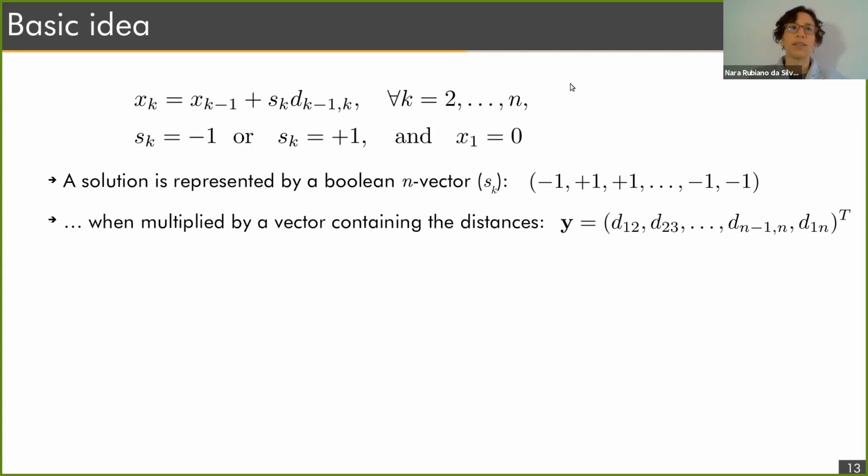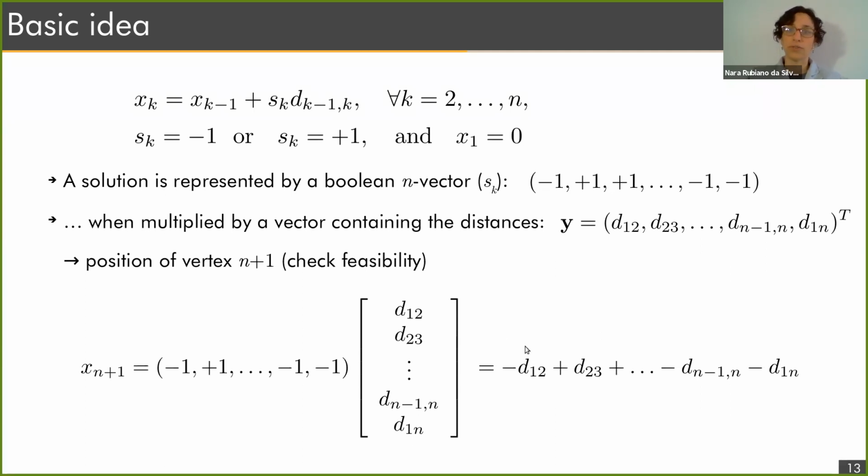And if we multiply this vector by a vector containing all the distance information in the problem, we actually get the position of the last, not the last, but this virtual vertex, the vertex n+1, right? So you can see here on the right of this equation that we have the result of applying the first equation from the first to the last vertex. And this gives us the position of the virtual vertex, and then we can finally check the feasibility of the solution.